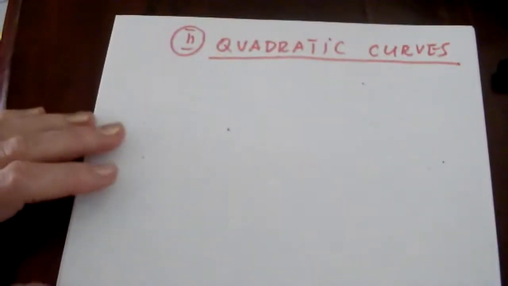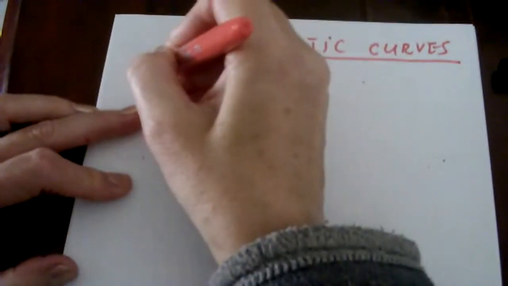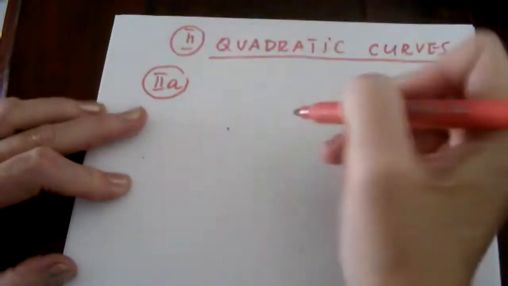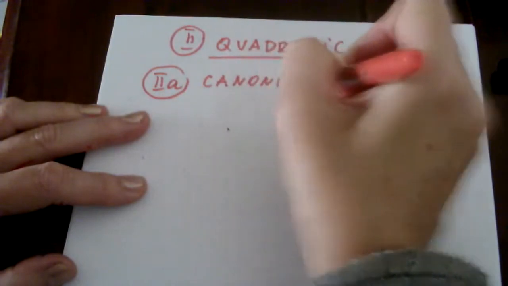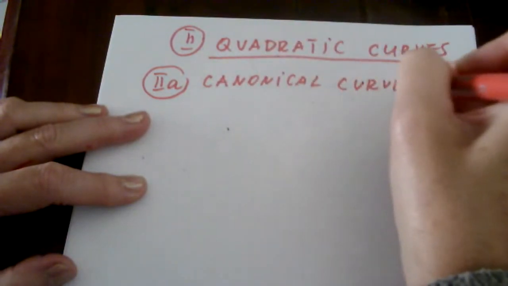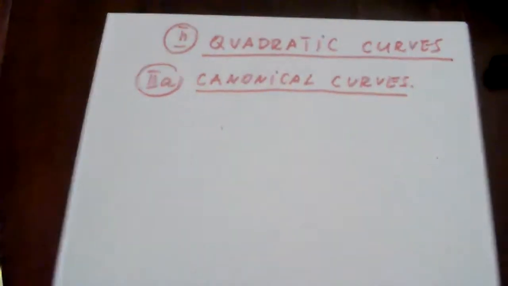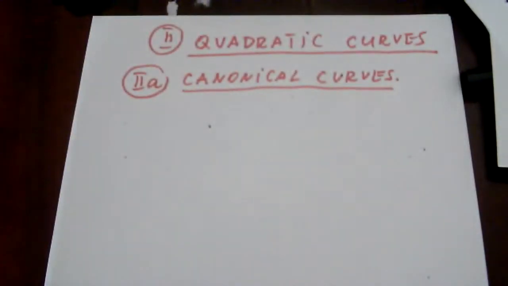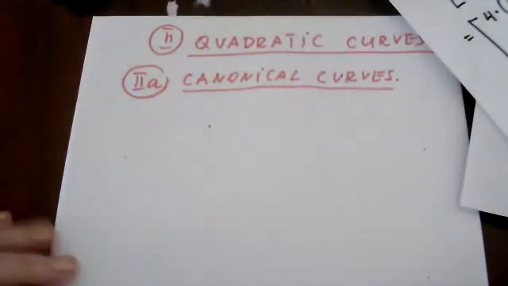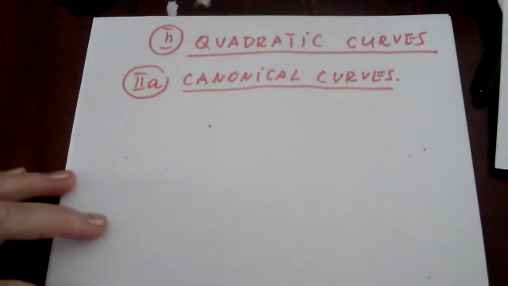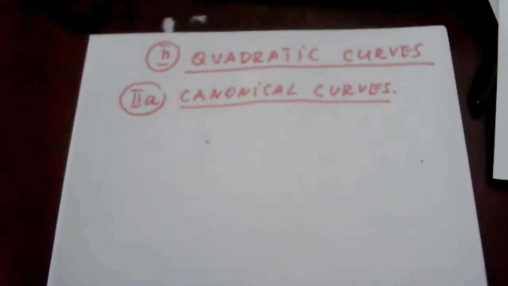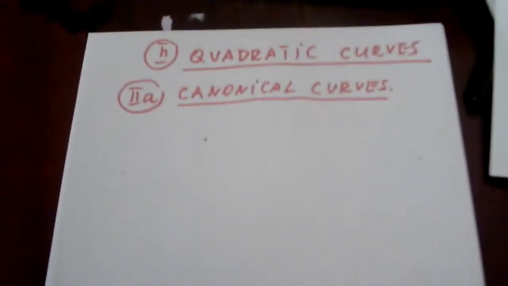I split this topic into two subtopics. The first subtopic, let's call it 2A, will be just an introduction, a reminder: canonical curves. I think that you're pretty familiar with these curves already from high school partly and from your previous course of linear algebra. But now it's absolutely essential to remind you about them, because our task will be to convert our general curve to this canonical curve. That is why you need to be absolutely clear about what these canonical curves are.